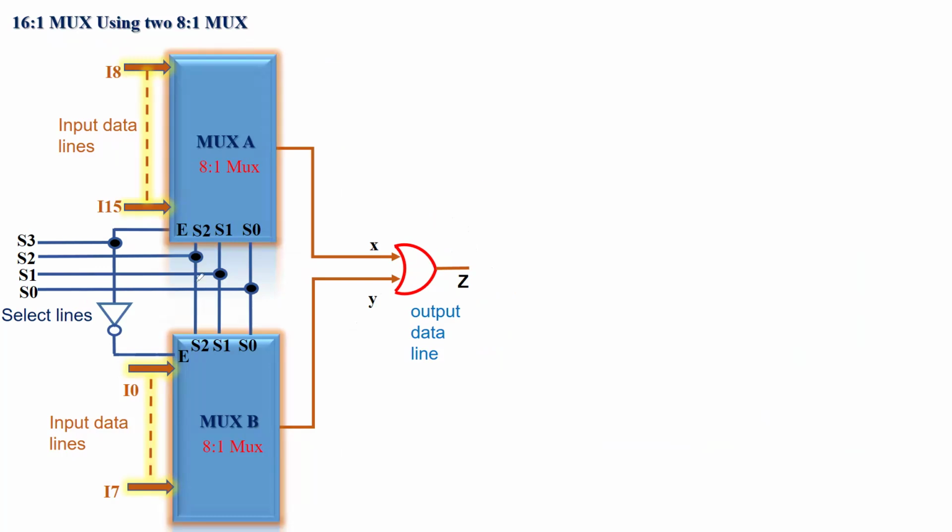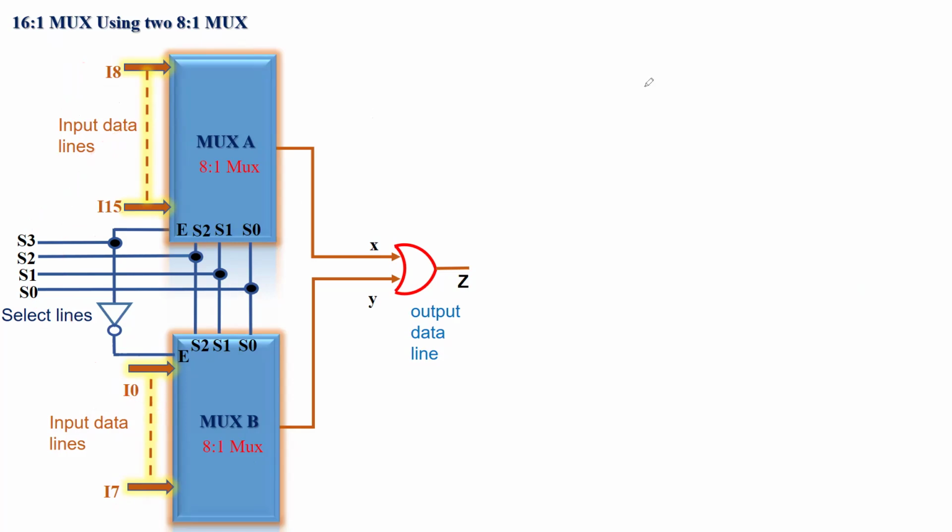Here you can clearly note the difference. What we are doing here is we want to make a 16 is to 1 MUX using two 8 is to 1 MUX. So I have got two chips, MUX A and MUX B, each of them an 8 is to 1 MUX. That means 8 input data lines for each of them, I0 to I7 here, and I8 to I15 here. Remember, I0 to I7 can be input data lines to MUX A and vice versa. So it depends on what logic and how you want to design it.